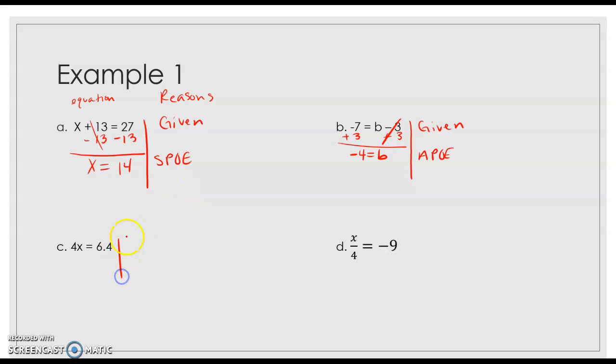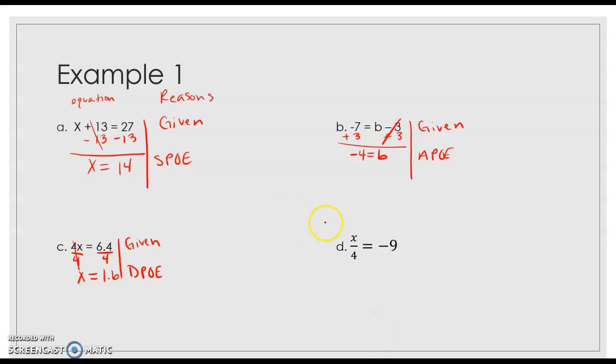On C, again, we're going to write given next to our problem. Opposite of multiplication is division, so our inverse property is going to be to divide. 4 divided by 4 is 1, which is what we want. We want 1x, and that is equal to 6.4 divided by 4, which is, not 16, 1.6. Sorry, I had 64 divided by 4 stuck in my head. 6.4 divided by 4 is 1.6. And I got that by using the division property of equality.